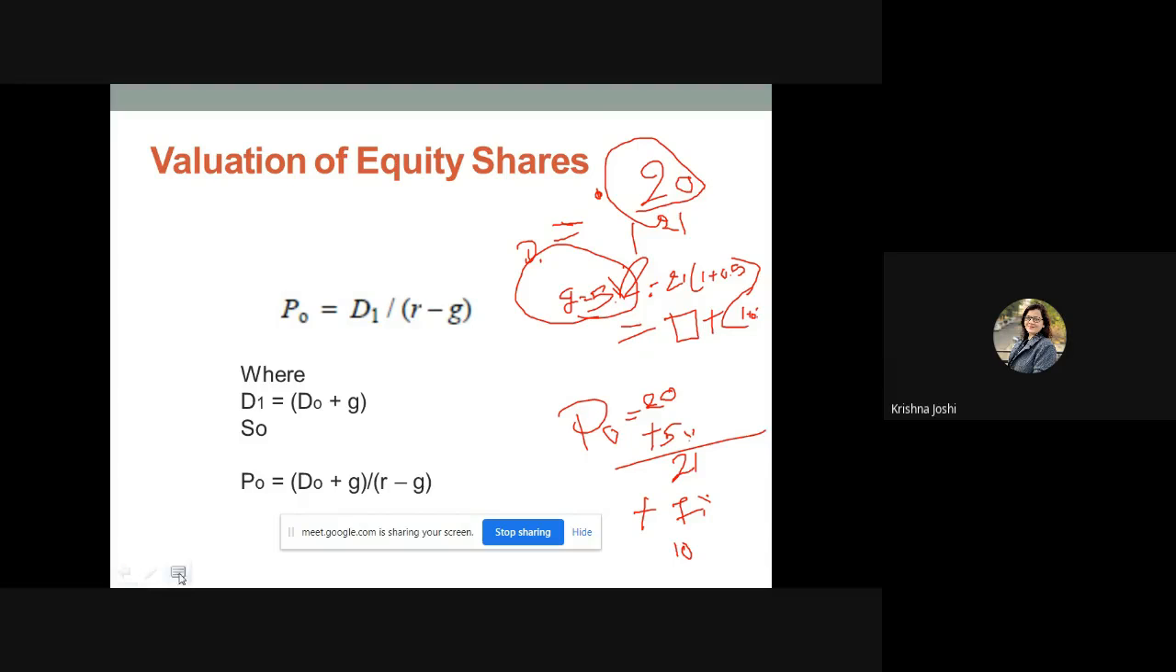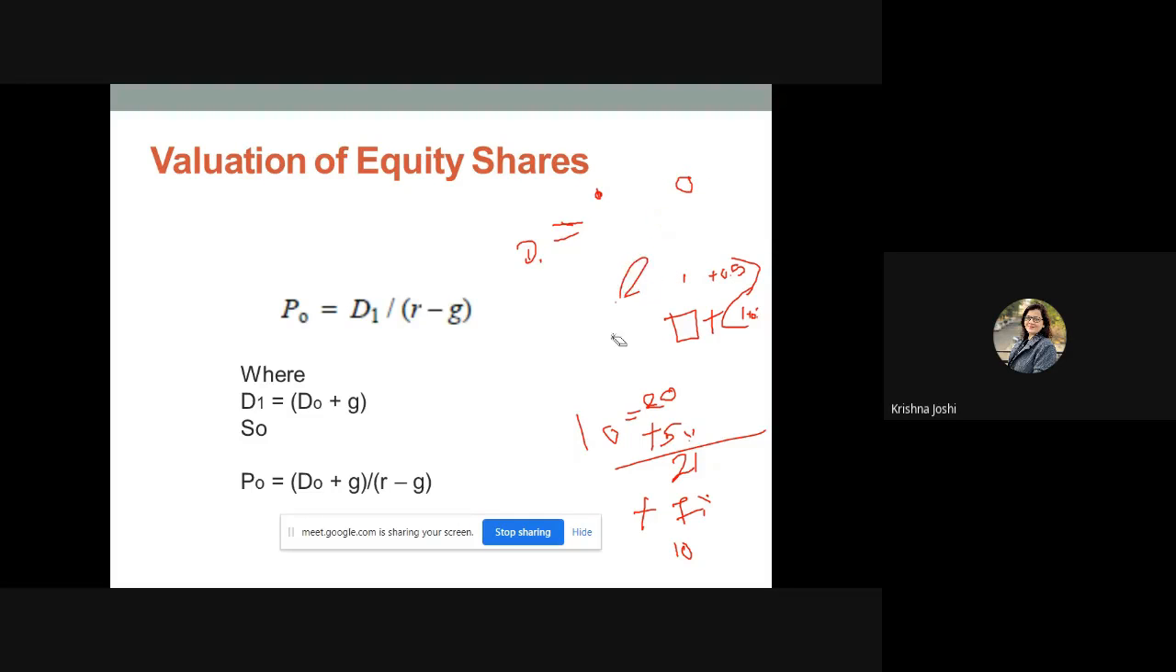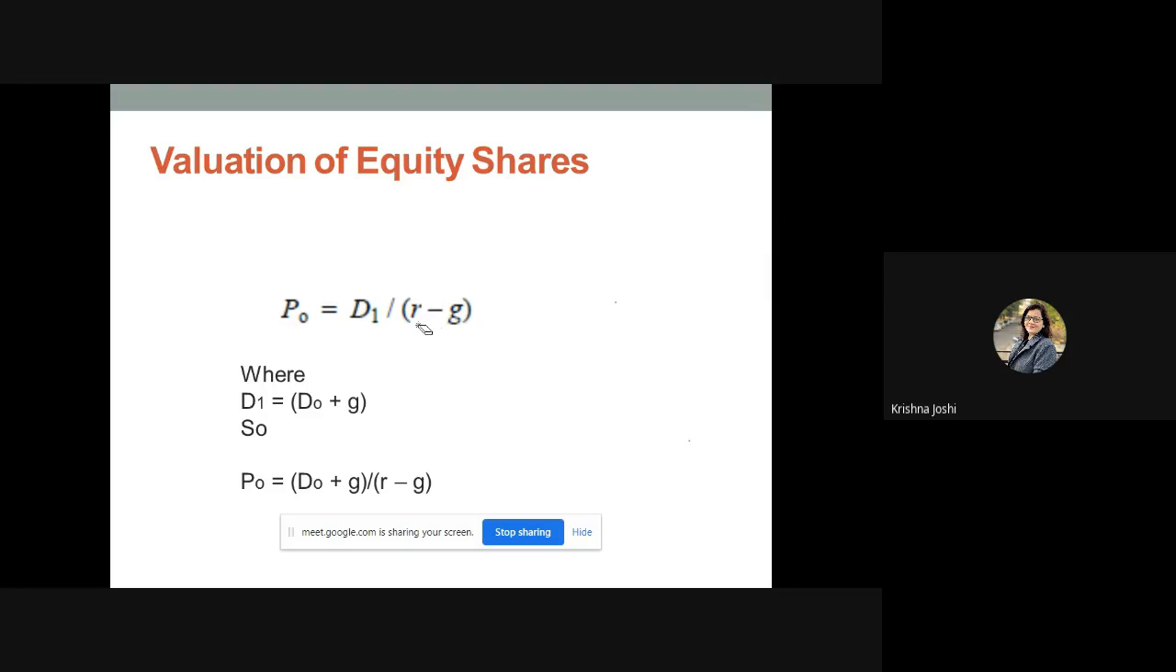So if you have been given that there is a constant growth rate, then you have to calculate this. Which formula? D1 upon R minus G. R is the rate and G is the growth. Rate is the interest rate we are talking about, minus growth rate, in the denominator, and in the numerator it will be D1. Here D1 is also given. D0 plus G is D1, and the formula is D0 plus G upon R minus G. It is the simplest formula.